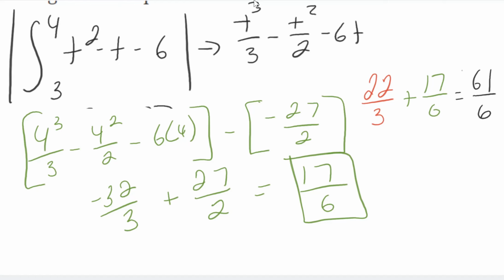Yeah. So that's the total displacement. That's the total distance it's traveled. I did 22 over 3, I think. That could be it. And now 27 over 2.